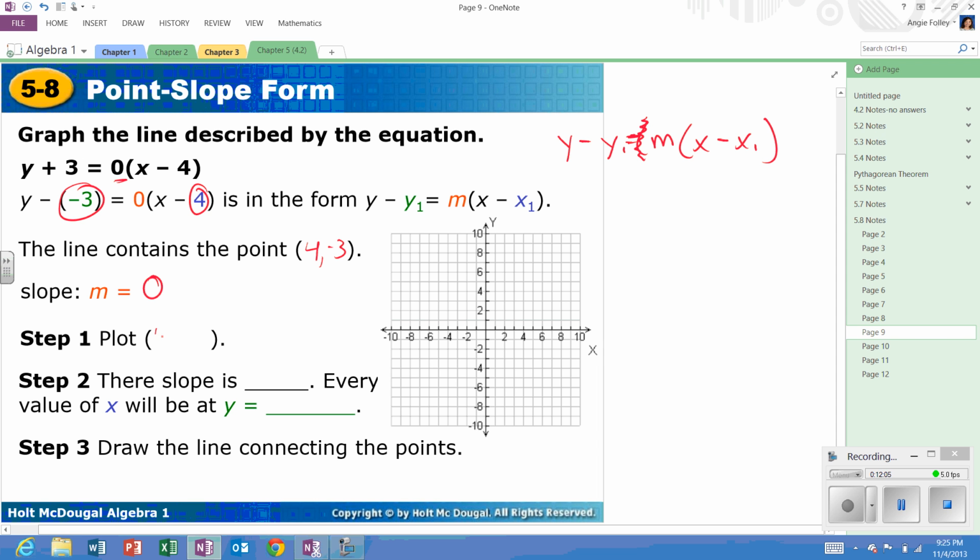So we're going to plot the point (4, -3). We're going to count over 4, 1, 2, 3, 4, and down 3 to get our point. Then the slope is 0, so that means that every value of x will be exactly at y equals -3. Since it's a 0 slope, that is a horizontal line, so it's just going to run across right there at y equals -3, and you are done with that line.